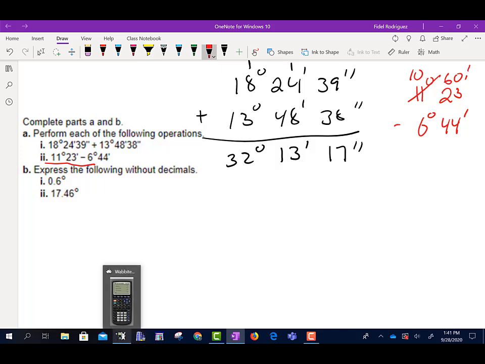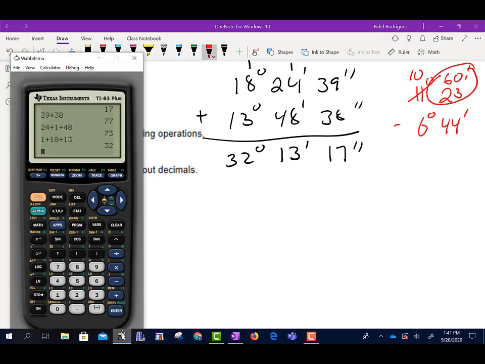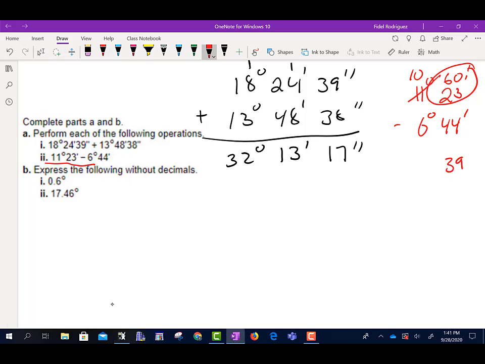So think about this part right here, guys. 60 and 23. Think about that as 83 now, right? So I'm going to go 83 minus 44. It's giving me 39 minutes. And 10 minus 6 is 4 degrees. Okay.